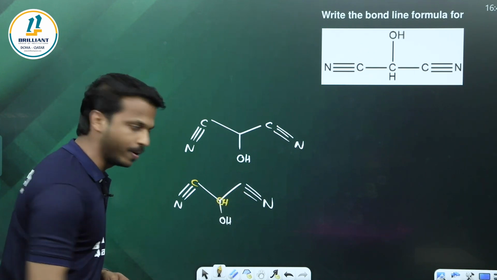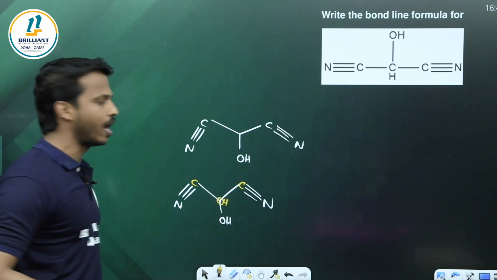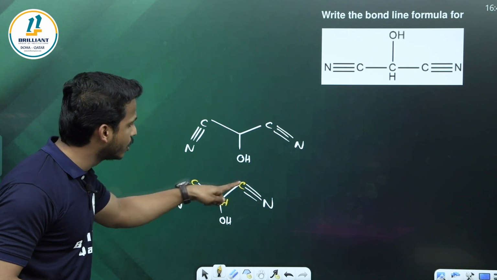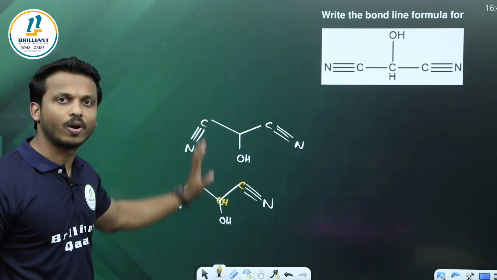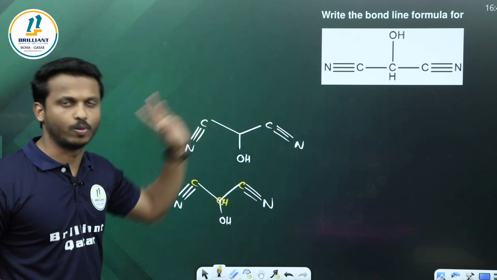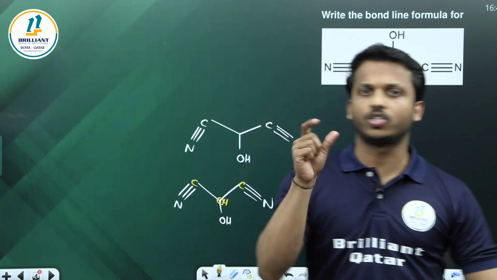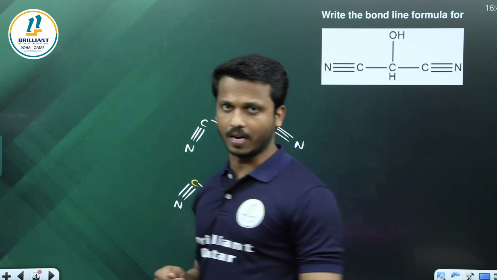So this is a CH carbon. This is also one gap where one carbon should be there. So this is the compound CN, CH, OH, CN. Right? This is the bond line representation of the compound. So when you're writing bond line formula, if it is completely carbon chains, then no need to mention carbon separately. You know very well.